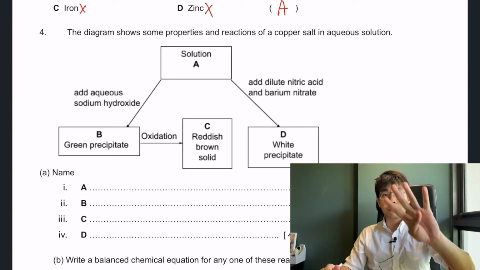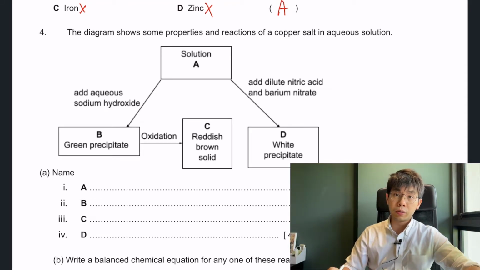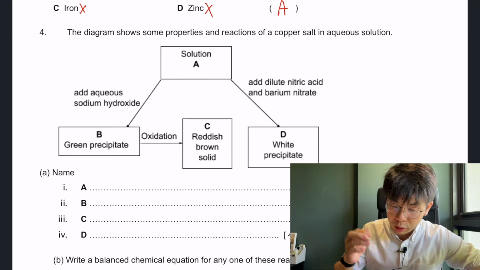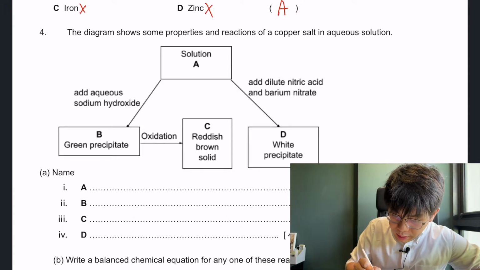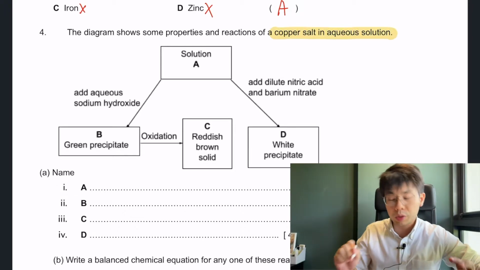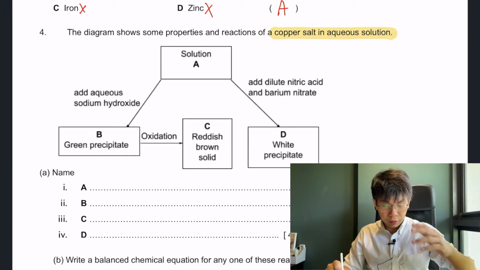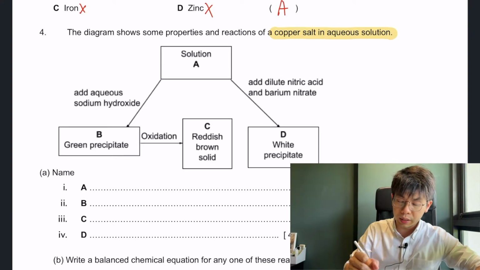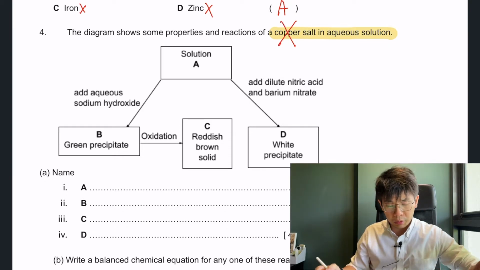Okay, so question number 4 is another flowchart question. So let's go through the clues. Over here, there are some important clues you must look at first, that this is a copper salt in aqueous solution. So we already know there's sort of like a copper salt. I see, so over here, there's a problem. This is not a copper salt. I'm sorry about that. There's something wrong over here. Okay, so let's look at the clues.